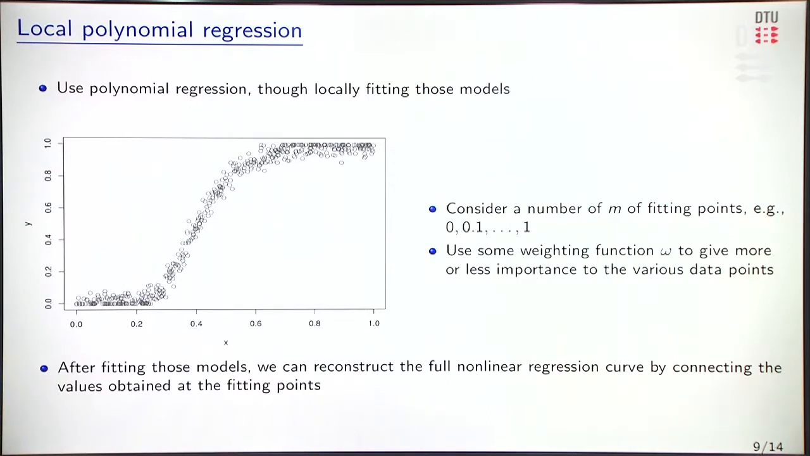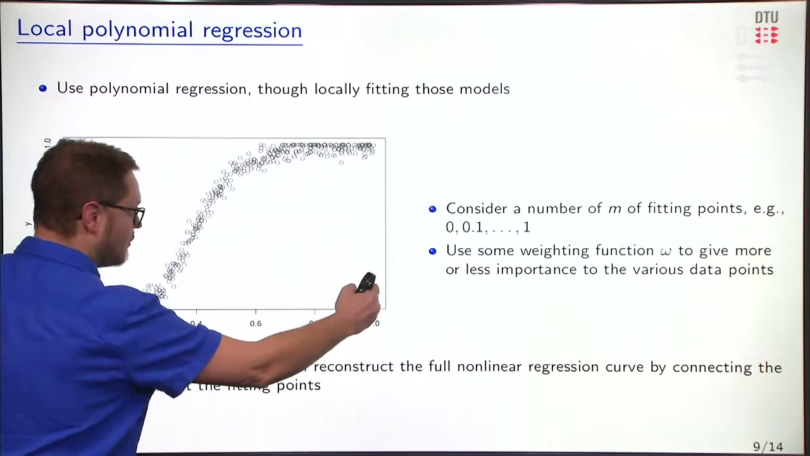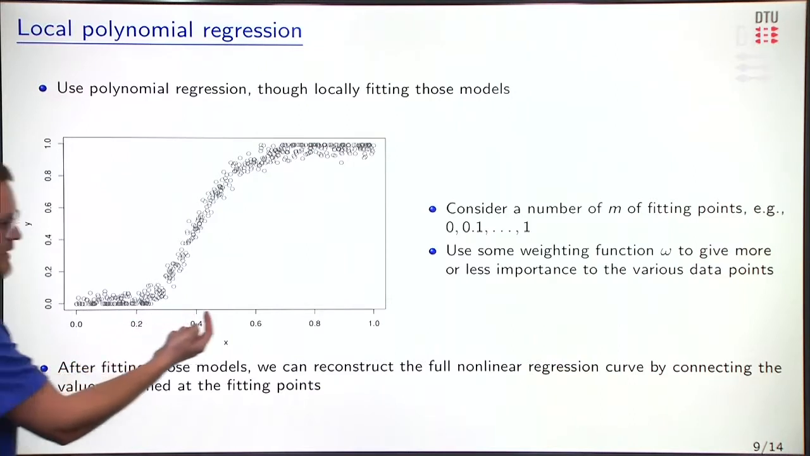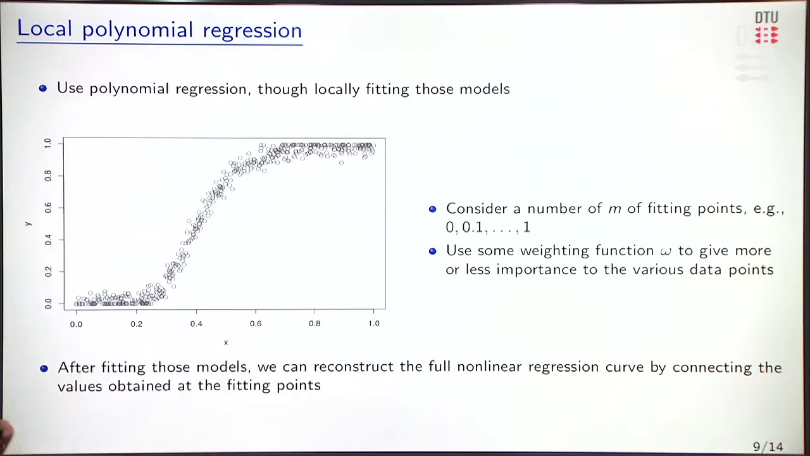What we can do is local polynomial regression. So instead of fitting a polynomial regression for the whole power curve or the whole data set, we're going to localize the fitting of our model. For that, we're going to consider a number of fitting points. So let's say here our fitting points could be at 0, at 0.1, at 0.2, at 0.3, etc., until 1. So we have 11 of these fitting points.